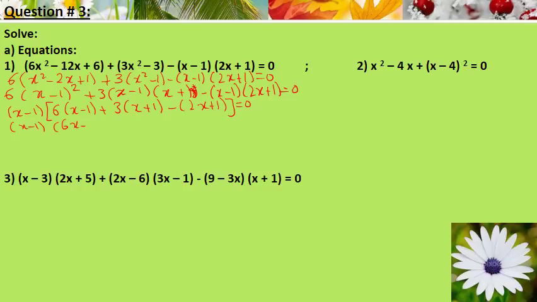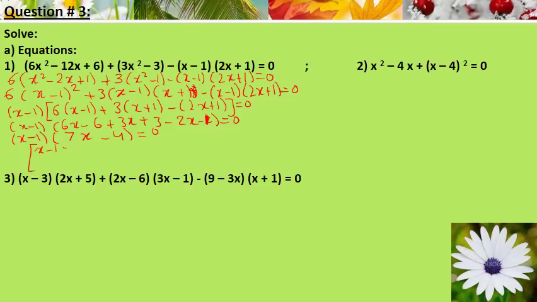6x minus 6 plus 3x plus 3 minus 2x minus 1 is equal to 0. Now we should reduce the inside. 6x plus 3x is 9x, minus 2x is 7x. 7x, minus 6 plus 3 minus 1 is minus 4, equal to 0. How many solutions?